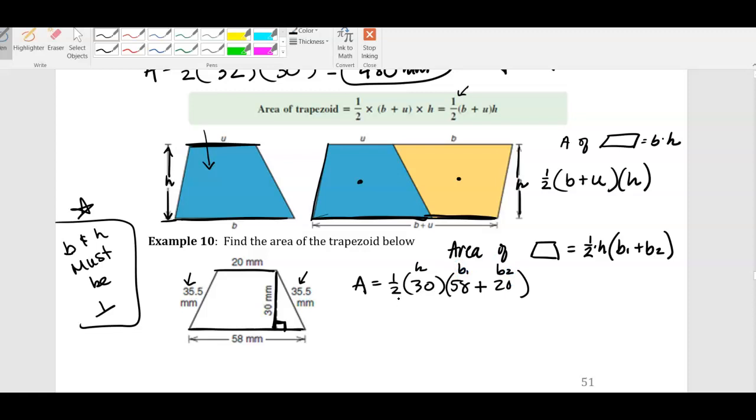So when we put that all together, you can use your formula or your calculator if you want to. So when we put that all together in our calculator, you should get 1,170 square millimeters.